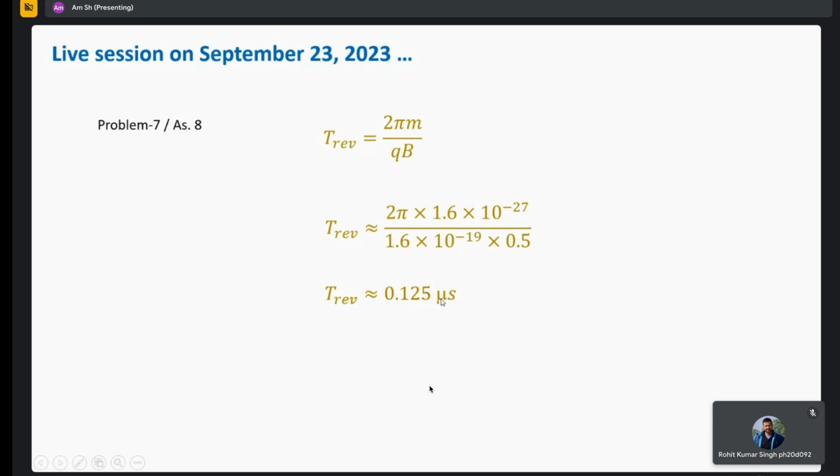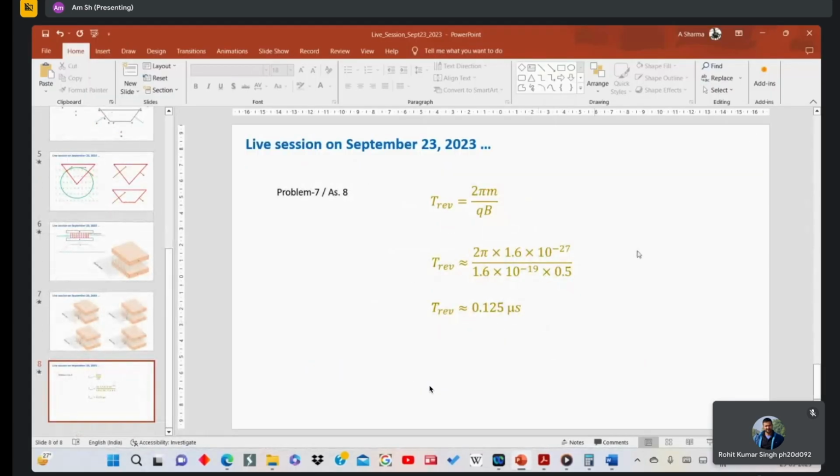There was a typo in this problem: the option was written as 0.25 microsecond rather than 0.125 microsecond. So that is the correct answer for problem 7 of assignment 8. From my side, I am now done.